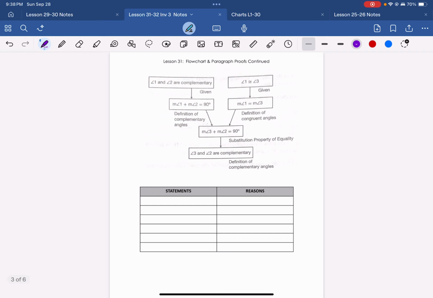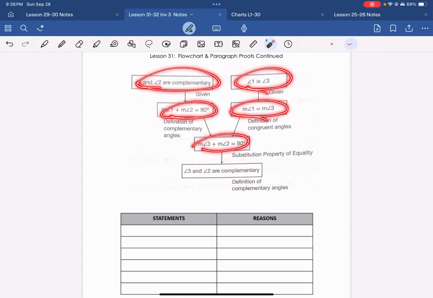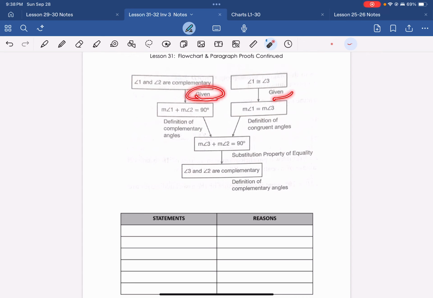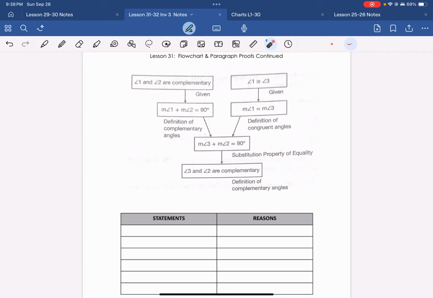Now I want you to try one on your own. So pause the video. Make sure you put all of these from top to bottom, left to right, inside of the statements column. And then all of these reasons that are at the bottom of each box go inside the reasons column. So pause the video, copy that, and then come back.